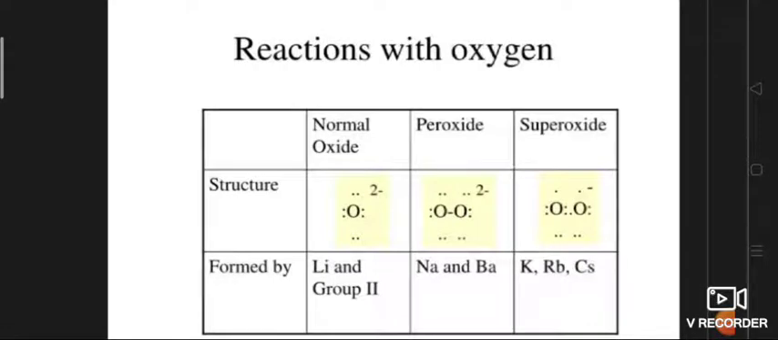Reaction with oxygen. When these elements react with oxygen, they form normal oxide, peroxide and superoxide. Normal oxide can be formed by all the elements, lithium and group 2 elements.